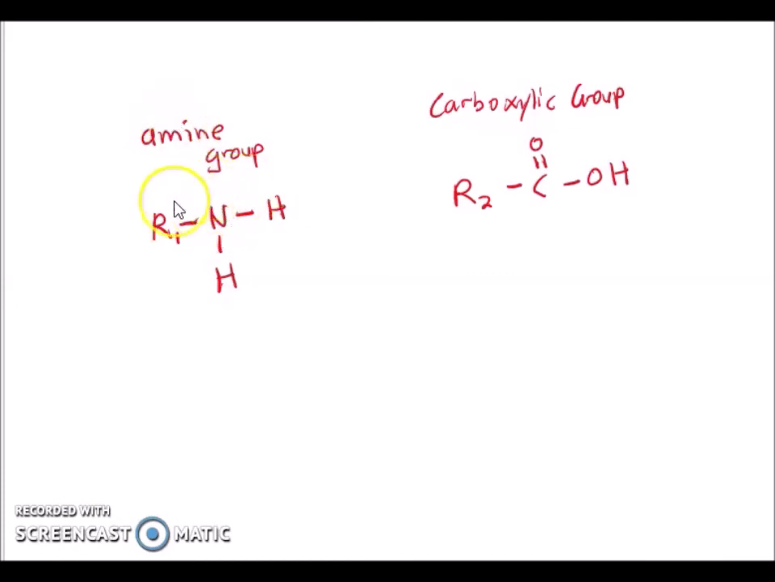Now we have an amine group, and this H can be another carbon group. Then we have a carboxylic acid group, and you can see here is R1 and here is R2. When they combine, they will produce water. So we have a hydrogen at this part, and then we have an OH. Both of these will combine to form water.